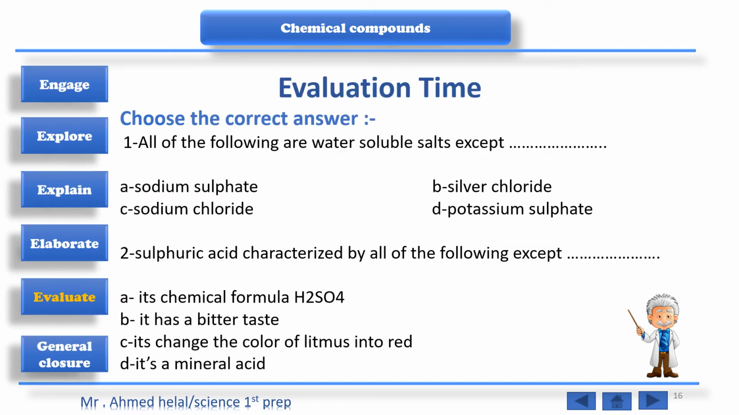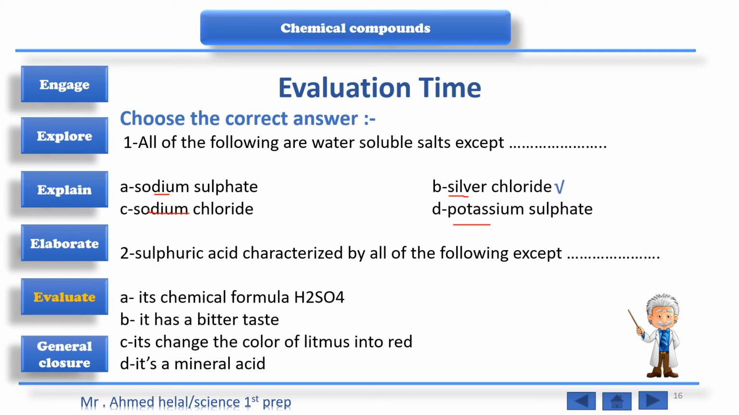And now this is the time for evaluation. Choose the correct answer. All of the following are water-soluble salts except: sodium sulfate, silver chloride, sodium chloride, or potassium sulfate. If you remember, I said sodium and potassium are soluble, and silver, yes, this is insoluble, so the answer is silver chloride.